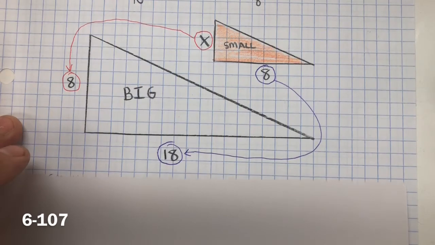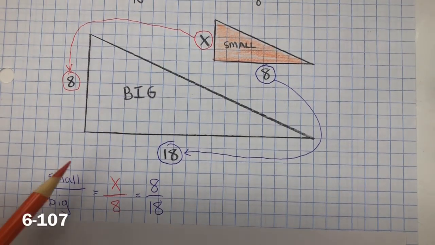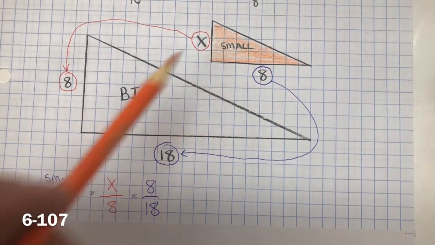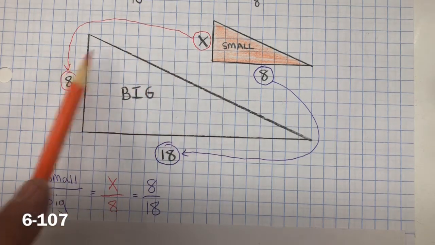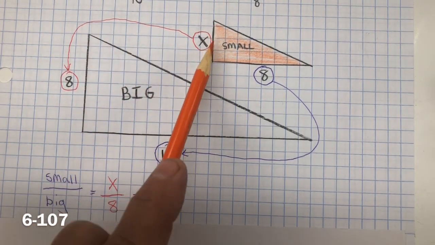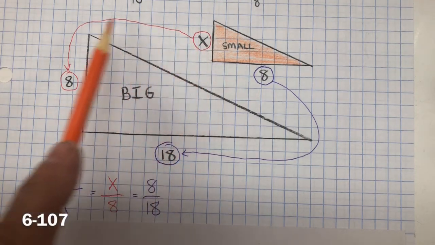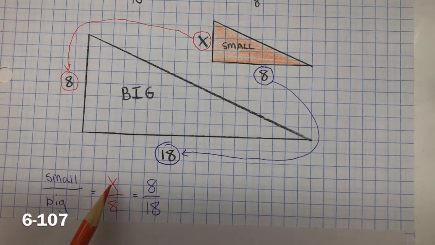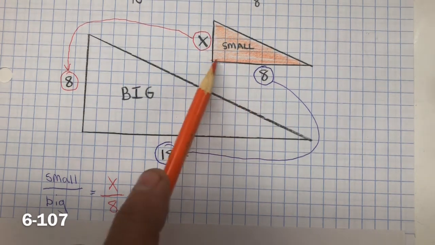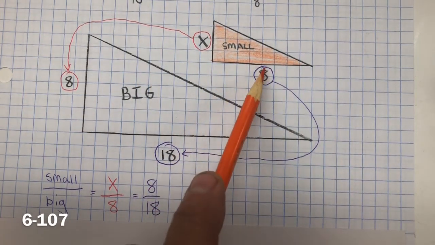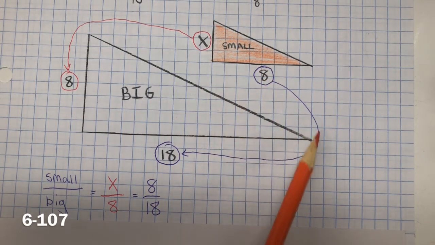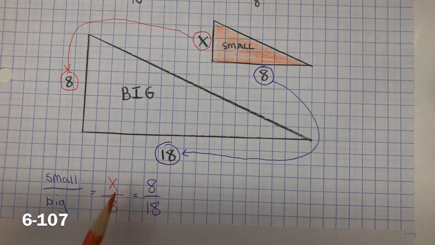Then what I'm going to do is create a proportional relationship. Small triangle to big triangle. And then I'm going to match these up with the corresponding sides. So we have small triangle to big triangle. So x to 8, small x, big 8. And I'm going to do that same with this one. Here we have a leg of this one. We'll call this a base. 8 small, big, 18. So 8 small, 18 big.